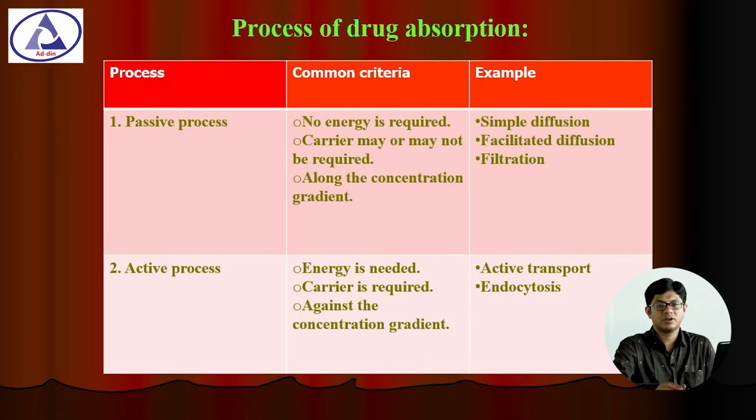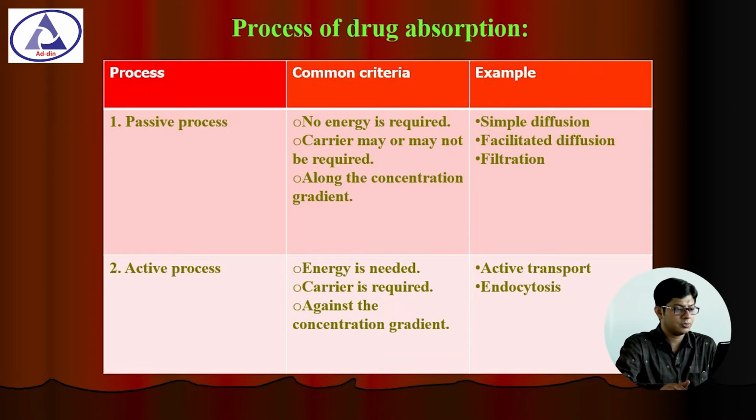Now, come to the process of drug absorption. We know there are two major processes, the active process and the passive process. In the active process, energy is required, a carrier is required, and it works against the concentration gradient. The examples are active transport and endocytosis. The drugs commonly absorbed by active transport are iron, streptomycin, alpha methyl dopa and levodopa.